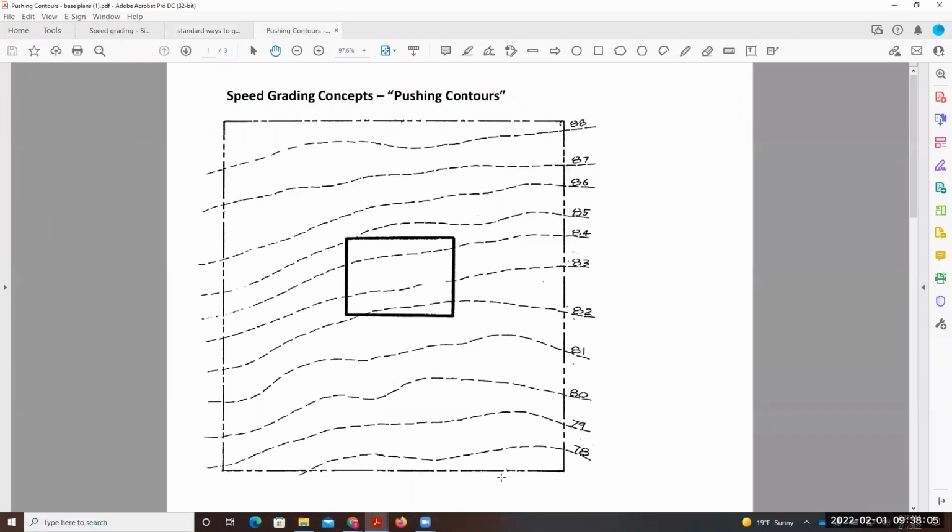Okay, so in this example, we're going to talk about pushing contours. Pushing contours are one of the skills you're going to need in order to create conceptual drainage plans. The great advantage of pushing contours is that it allows you to very quickly try out a couple of ideas. And I'm sure this looks familiar to you. You've seen it last semester.